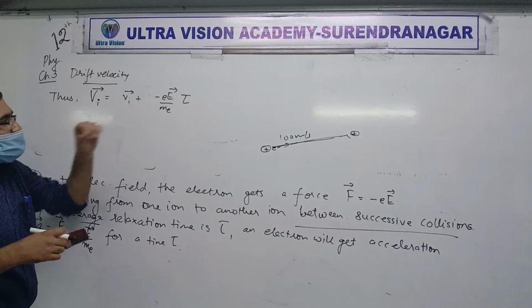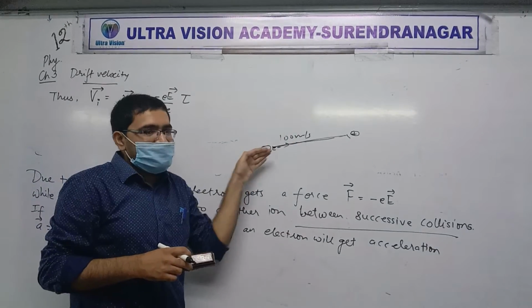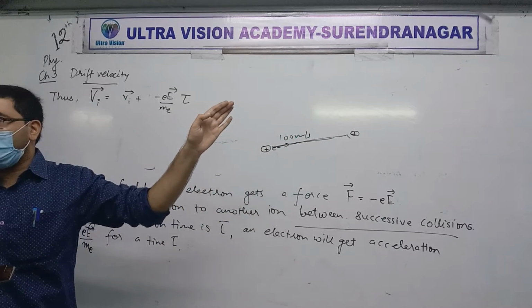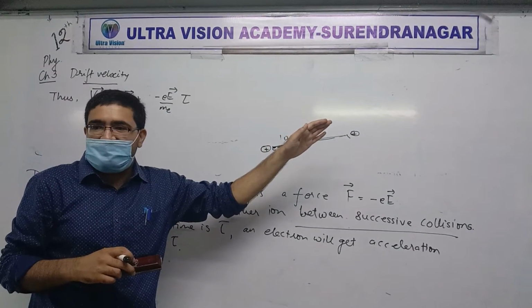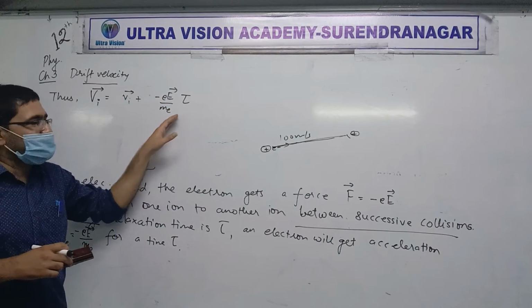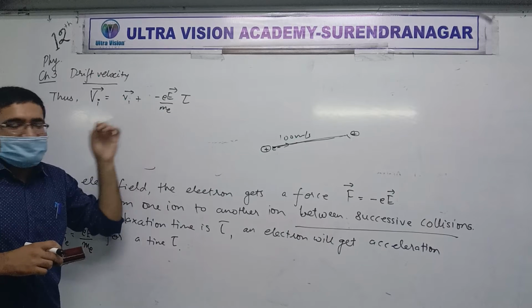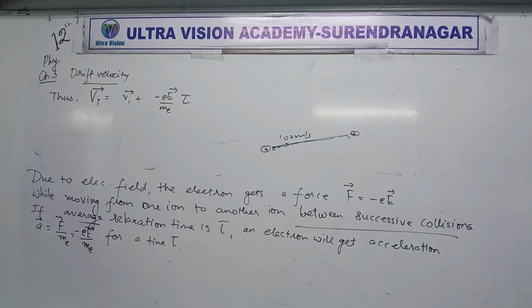But what is the contribution due to electric field? It's that when the electron will try to move, what will happen? It will get an acceleration. This acceleration is due to electric field. So that much will be added to its velocity. I hope that is clear.